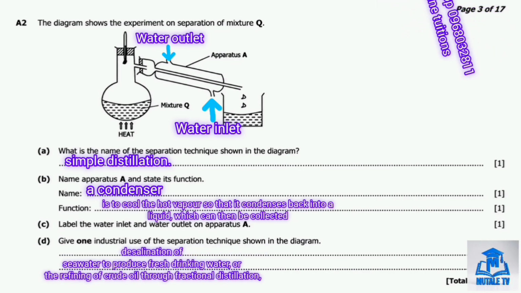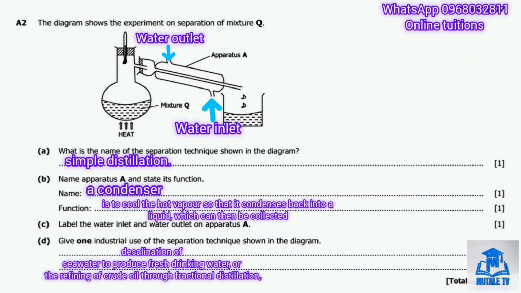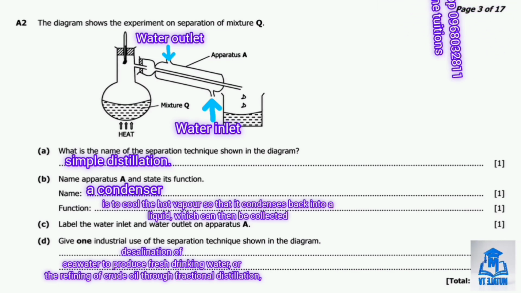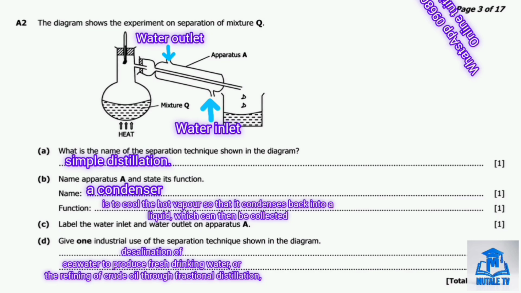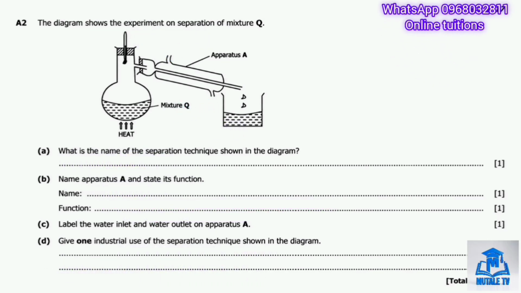Okay, so a great example is the distillation of sewer water to produce fresh drinking water, or the refining of crude oil through fractional distillation, which works on the same cooling and condensing principle. Okay, that's question A2 done. 5 marks, just like that.